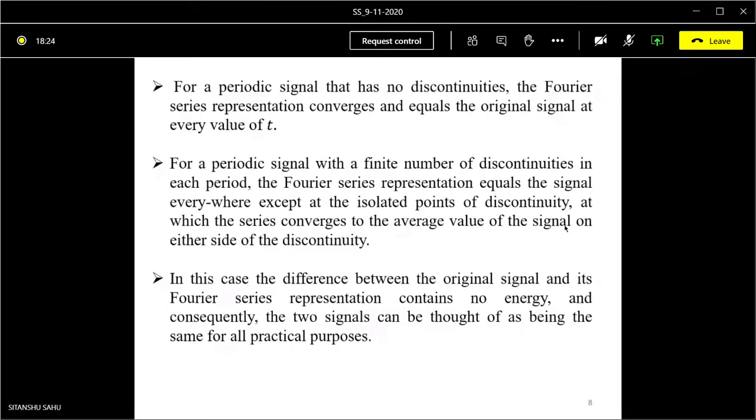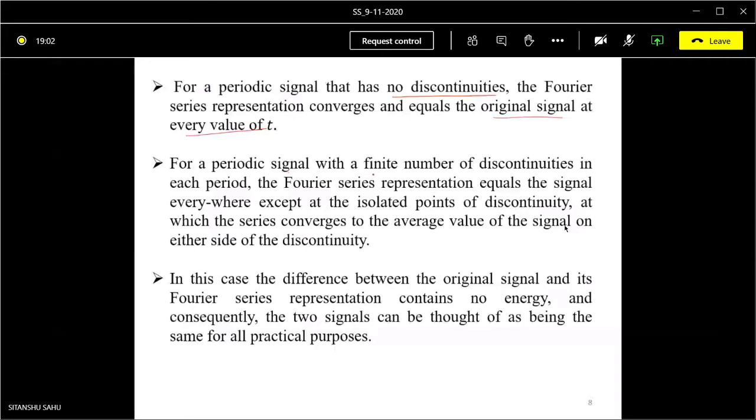Now, for a periodic signal that has no discontinuities, the Fourier series representation converges and equals the original signal at every value of t. This is a very, very important point. For any periodic signal, we find its Fourier series. If no discontinuity is present in the periodic signal, then its Fourier series representation converges, and we can find its exact representation in the Fourier series domain.